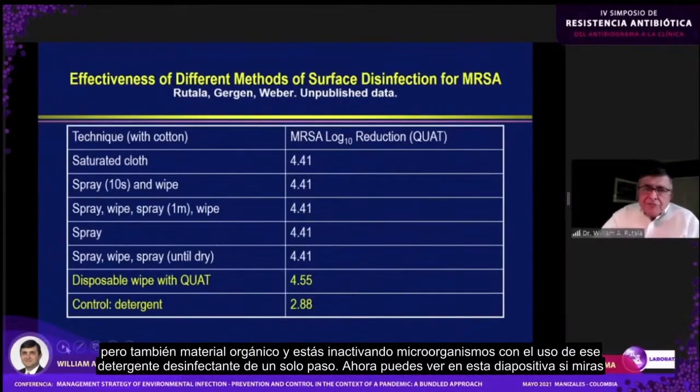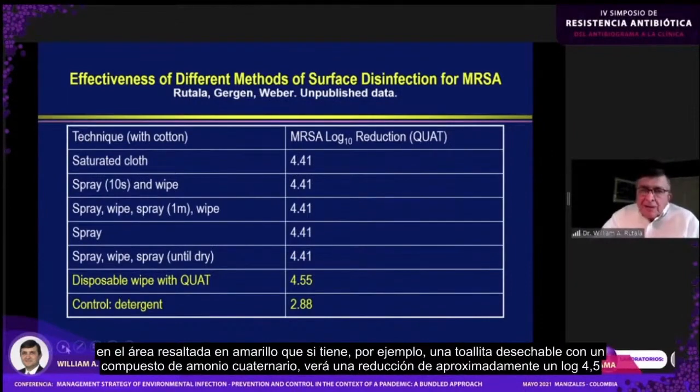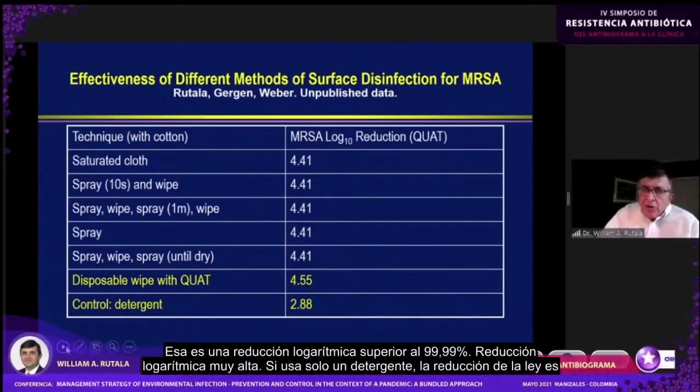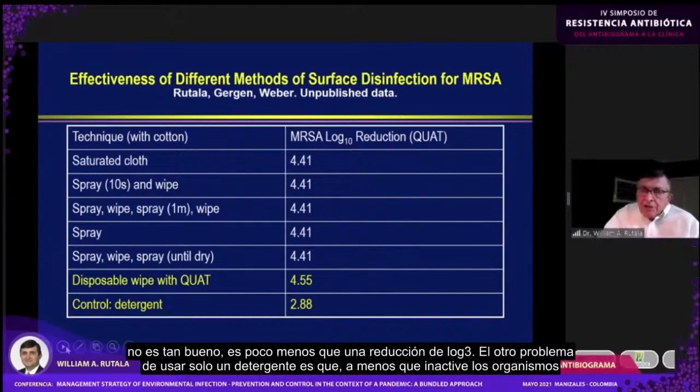Now, you can see from this slide, if you look at the yellow highlighted area, that if you have, for example, a disposable wipe with a quaternary ammonium compound, you see approximately a 4.5 log reduction. That's a log reduction greater than 99.99%. Very high log reduction. If you use only a detergent, the log reduction is not nearly as good. It's a little less than 3 log reduction.